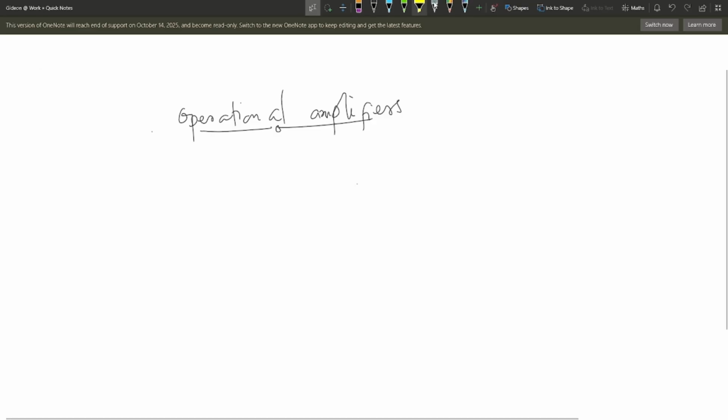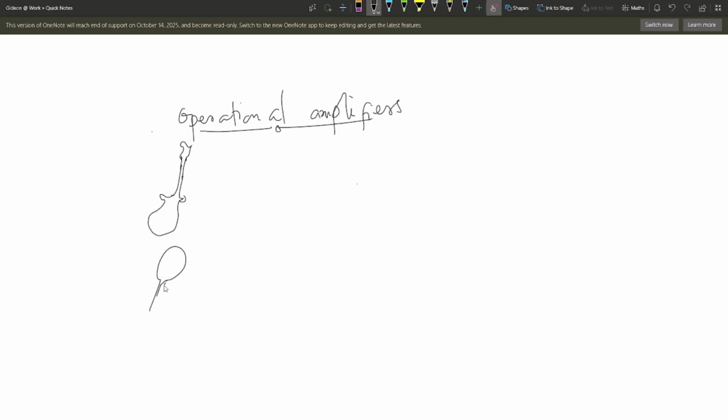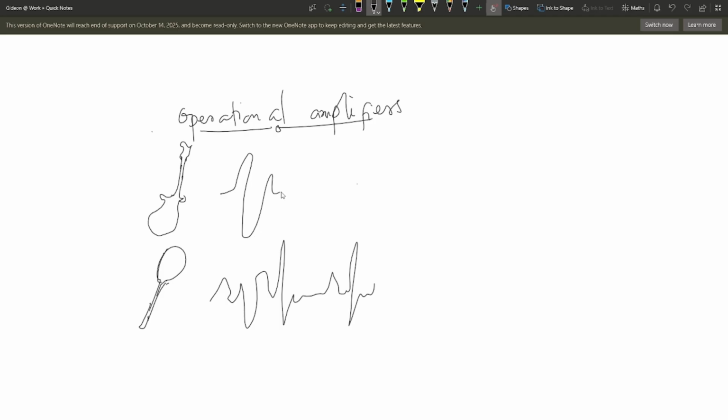So let's say this is our guitar, and then we have our microphone in here. So let's say our microphone gives this signal, and then our guitar also gives us, let's say, this signal, and we want to add the two signals together so that we will get an output signal, and then this output signal can be fed into, let's say, a speaker, right?